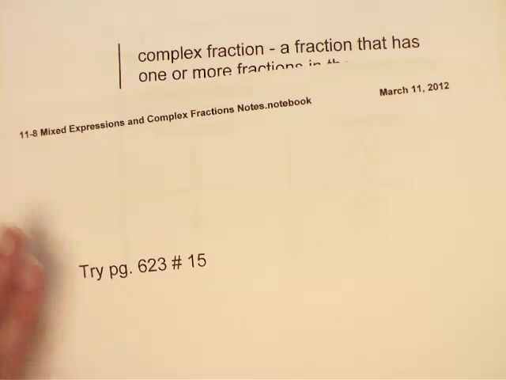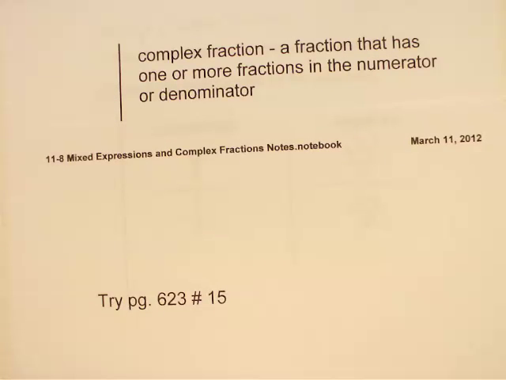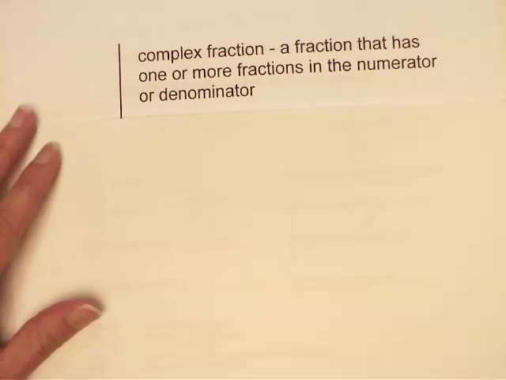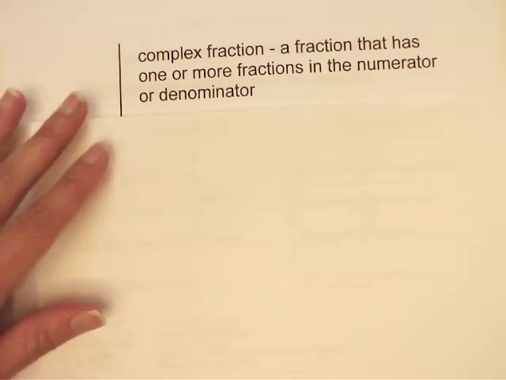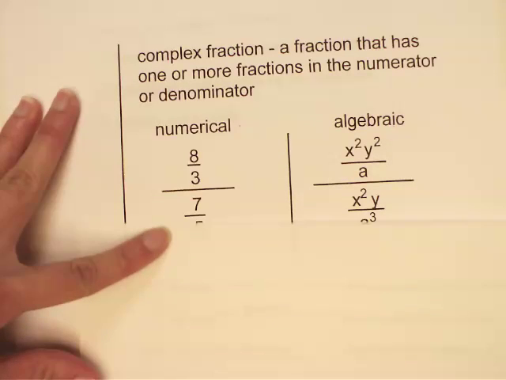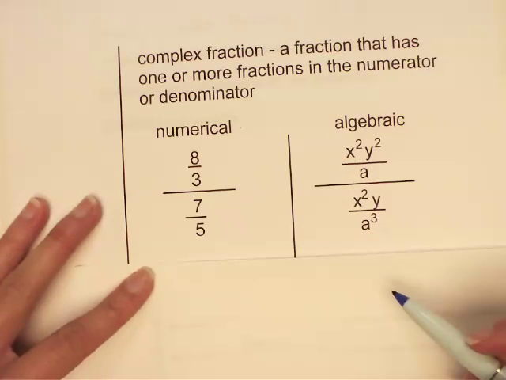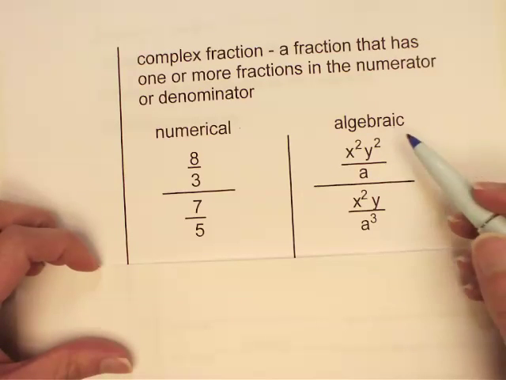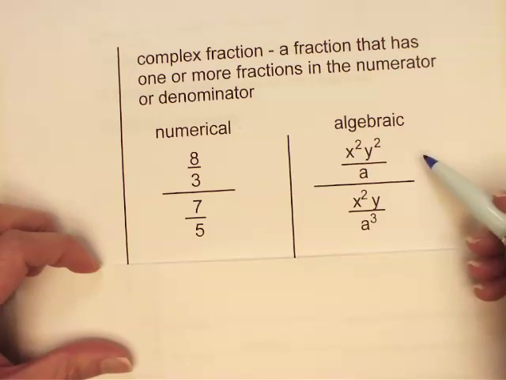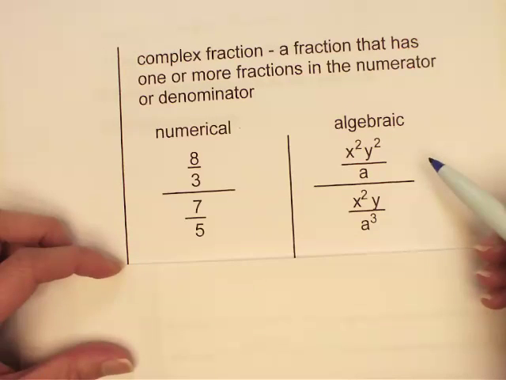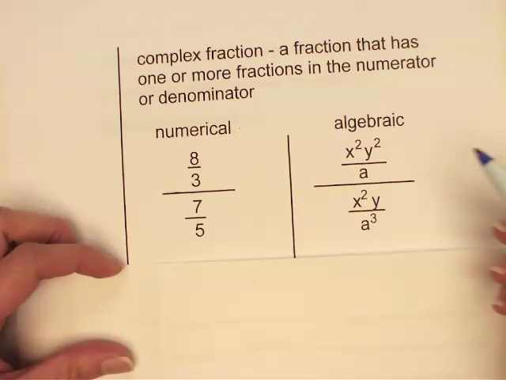Now we're going to go ahead and move on to complex fractions. A complex fraction is a fraction that has one or more fractions in the numerator or denominator. Again, flashback to elementary school, where we see a numerical example of that: 8/3 divided by 7/5. And then we have an algebraic example of this, which is what we're going to work with more today: x squared y squared over a divided by x squared y over a to the third.